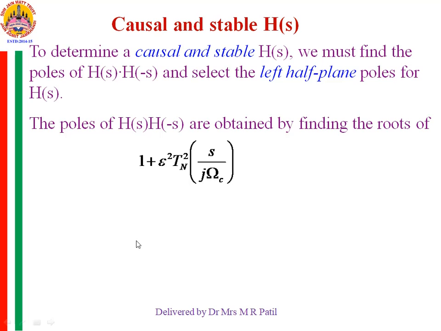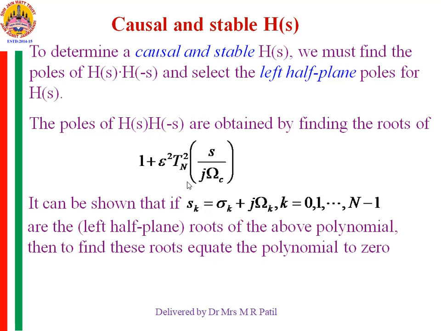The poles of H of S or H of minus S are obtained by finding the roots of the denominator polynomial of the magnitude square function. Now, what is the denominator polynomial of the magnitude square function? H square, it is 1 plus epsilon square Tn square S by J ohm C. This is the denominator polynomial. Now, to find the roots of this polynomial, we have to equate this polynomial to 0.